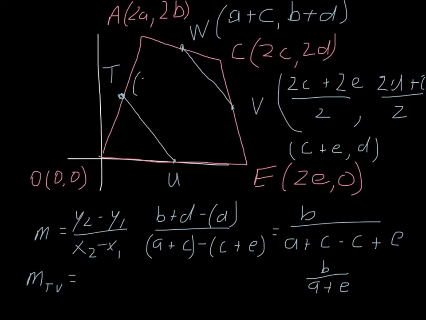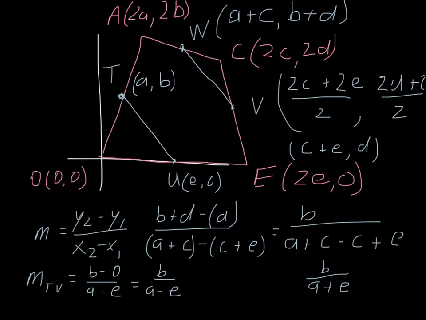Now getting the slope of segment TV should not be as hard because T has the coordinates A, B, and U has the coordinates E, 0. All right, so we're going to subtract our y's. On top you get B minus 0, over, now we're going to subtract our x's, A minus E. And as you can see, that reduces to B over A minus E.